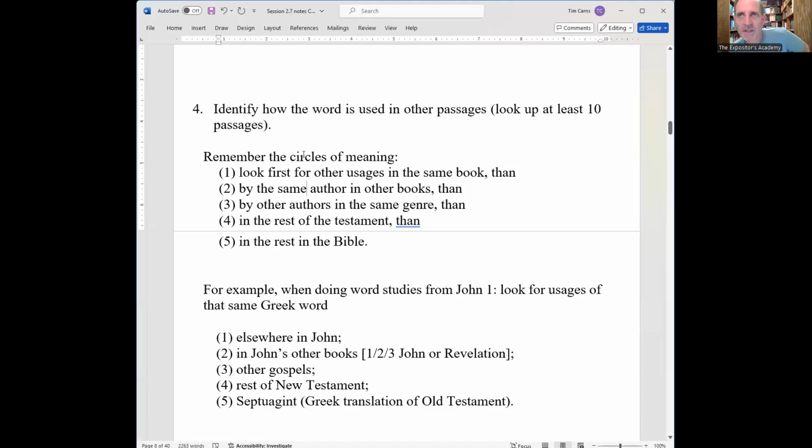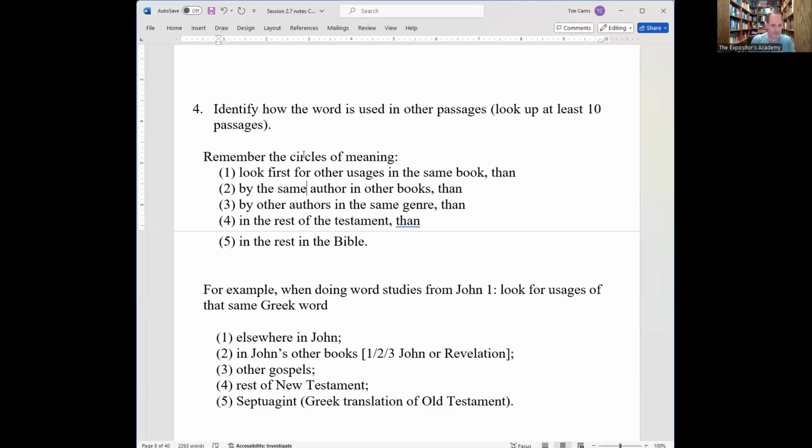We call this considering the circles of meaning. What we mean by that is, if you're looking up a particular word, first look for those passages in the same book that you're studying where the word is used. It'll likely be used in a similar way. Then, let's say you find 5 of those in the book you're studying, you want to look up whether that word is used by the same author in other books. And then the next layer would be to look up whether other authors in the same genre use it.